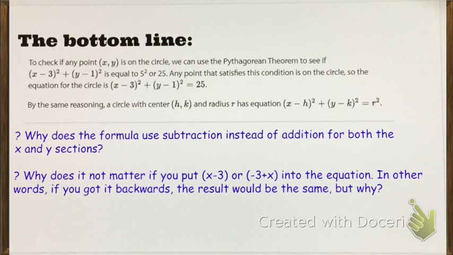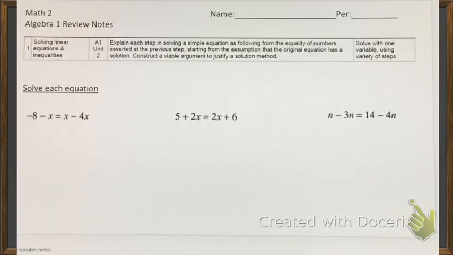Question for today. Why does the formula use subtraction instead of addition for both x and y? And also, why does it matter if you put x minus 3 or negative 3 plus x in the equation? What's the difference? In other words, if you got it backwards, the result will be the same. But why do we really want to write it as x minus 3 and not minus 3 plus x? I'm going to leave you to answer those questions, and we're going to call it a day here because this video is getting a little lengthy.